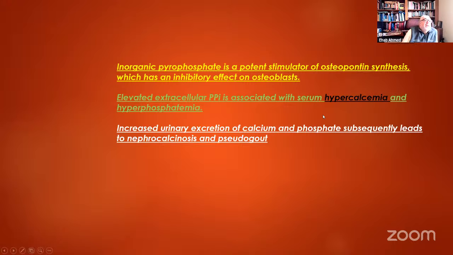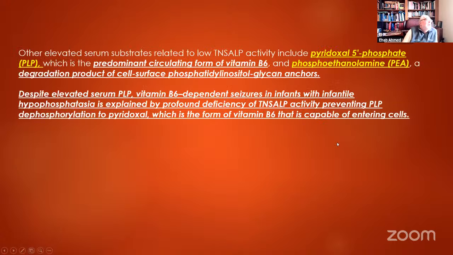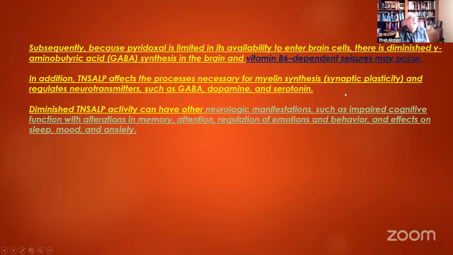And we have increased secretion of calcium and phosphorus in urine, which is a bad sign. And this is how the relation between B6 metabolism and the alkaline phosphatase works. I will not go into deep organic chemistry, but you should know that. And it could present with vitamin B6 dependent seizures.